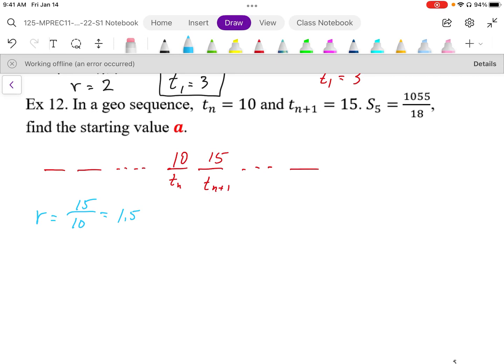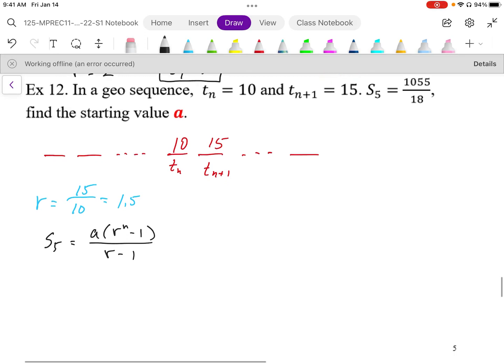So we're being asked to solve for starting value a given S5. So I know that S5 is equal to a r to the n minus 1 over r minus 1. Okay, so if that's the case, then I can plug this into this equation. So 1055 over 18 is equal to a, which we're looking for.